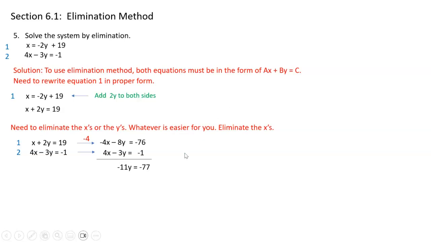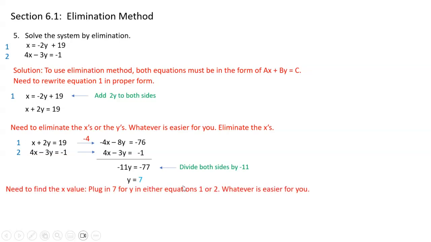Negative 8y minus 3y will give us negative 11y. And on the right side, negative 76 minus 1 will give us negative 77. So now we're going to divide both sides by negative 11. After we do that, we get y equals 7. So I got the y value. Now I need to find the x value.